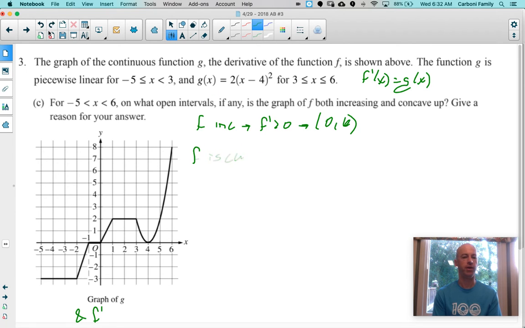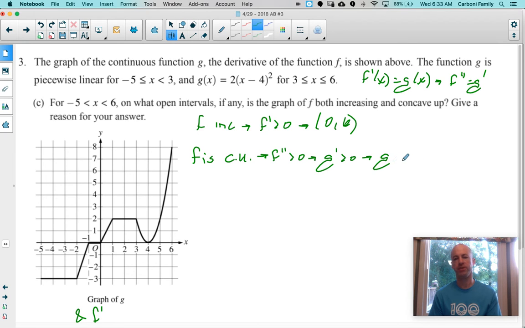That's supposed to be CU. F is concave up when f double prime is greater than 0. And I want to connect this back to g, and I probably should do that up here as well. So f double prime is greater than 0. Well, if f prime is g, that means f double prime would be g prime. And so we need g prime to be greater than 0. And that's going to happen when the function g is increasing.